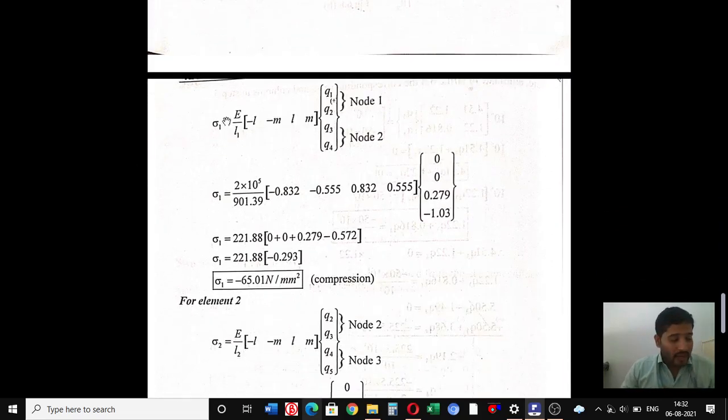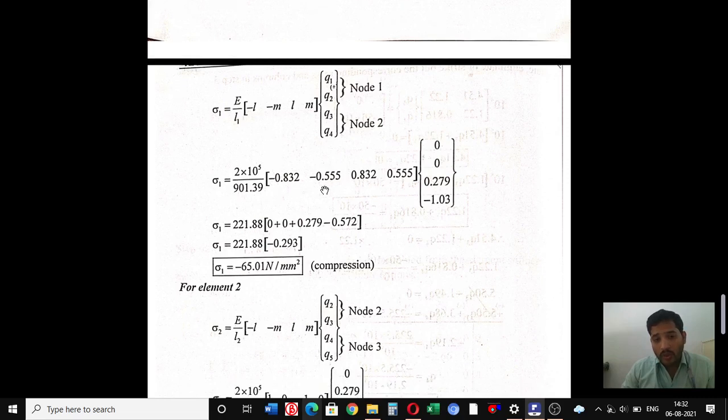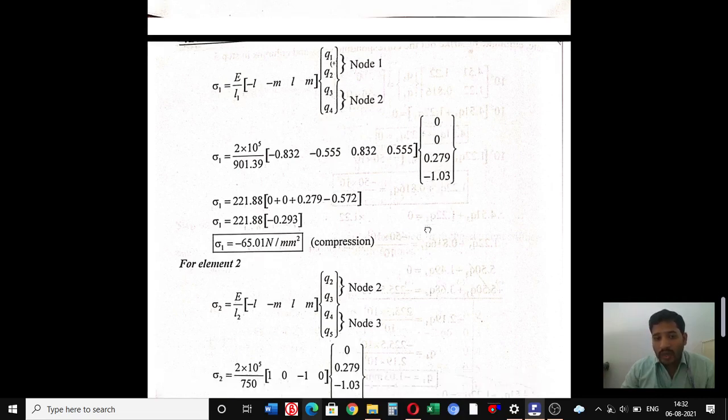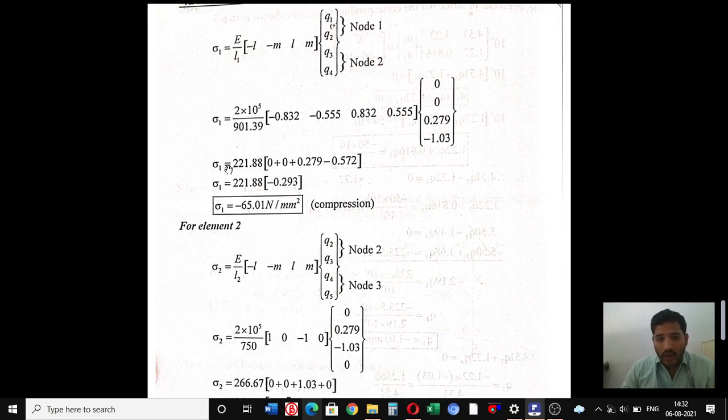So the modulus of elasticity or Young's modulus value, how much is that? 2 into 10 power of 5. The length of the element, how much did we get here? 901.39. L value is minus 0.832, M value is minus 0.555, and then L value is 0.832, M value is 0.55. Q1 is fixed and Q2 also fixed, 0 and 0. Q3 is 0.279 and Q4 is minus 1.03. After that, if you divide this whole value, you will get 221.88.